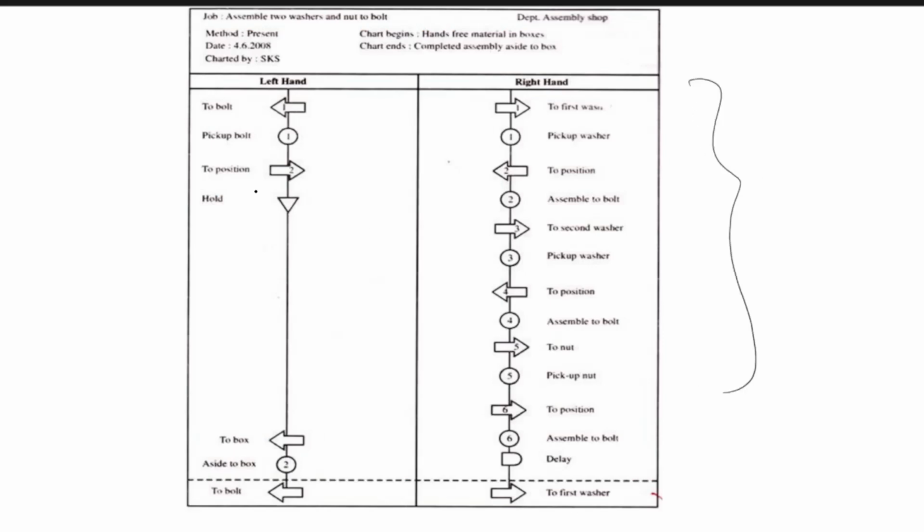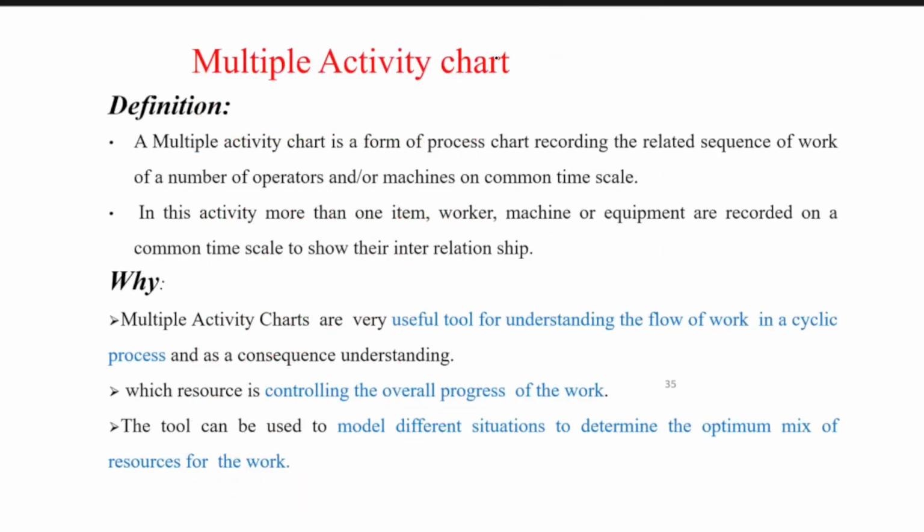Now, by these things, you can draw a flow process chart. It's a very simple thing. Now, next chart is a multiple activity chart. It is a form of a flow process chart recording the related sequence of work of a number of operators or machines on a common time scale.